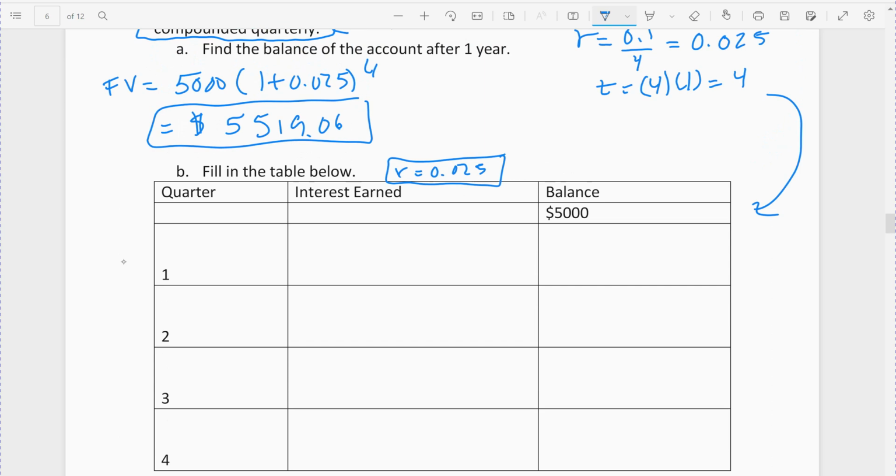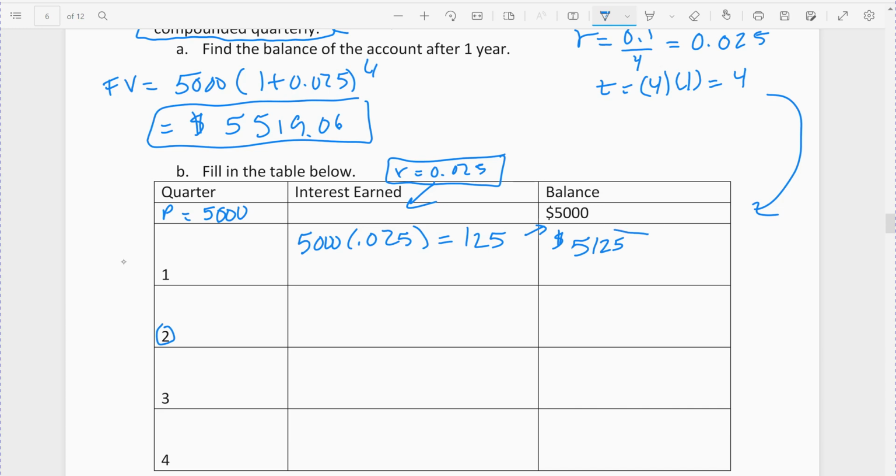All right, so for the first quarter, we started out with 5,000. That's the initial amount, the present value, which means we earn this percentage on it. So you take your 5,000 times your 0.025. So it's $125 in interest for the first 3 months, the first quarter. So the new balance at the end of 3 months is, well, we add those up, 5,125.